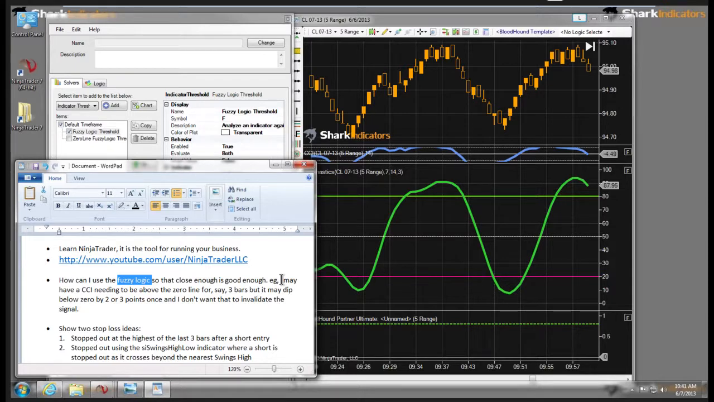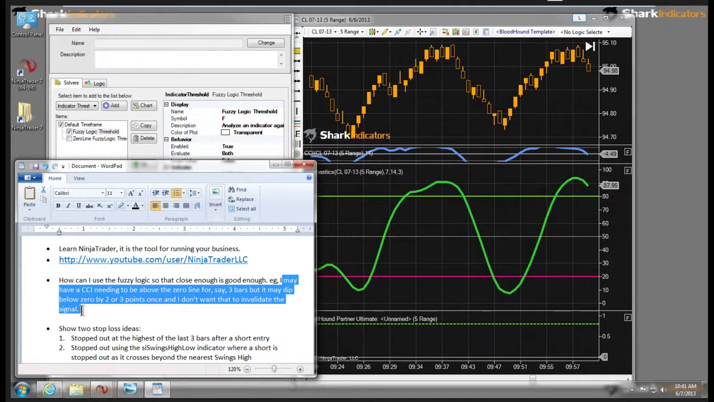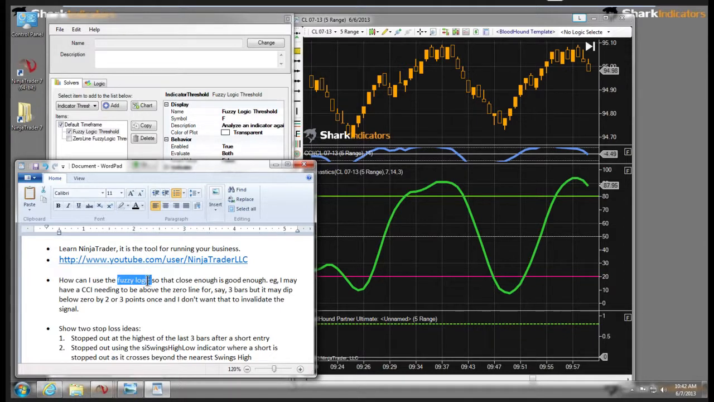So what I'm going to be getting to is this question here, which is, I may have a CCI needing to be above the 0 line for, say, 3 bars, but it may dip below 0 by 2 or 3 points once, and I don't want that to invalidate the signal. So this is a perfect example of BloodHound's fuzzy logic component. That really is one of the major strengths of BloodHound, right?